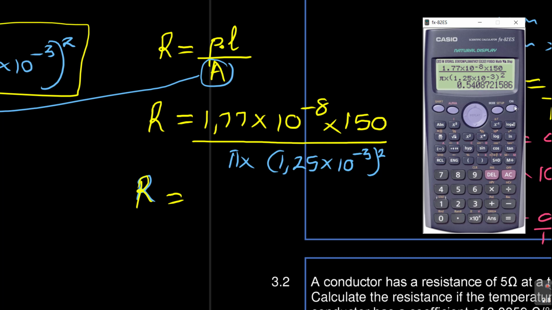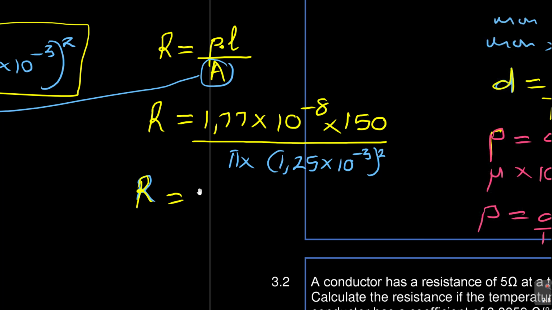0,5408. If you want your calculator to do 3 decimal places for you, you say shift setup, you go to number 6, which is fixed. 3 decimal places, you press 3. There it is, 0,541, which is the answer there. Now resistance is measured in ohms. So that's the answer, guys. I was taking my bit of time here, but that's how you do it.